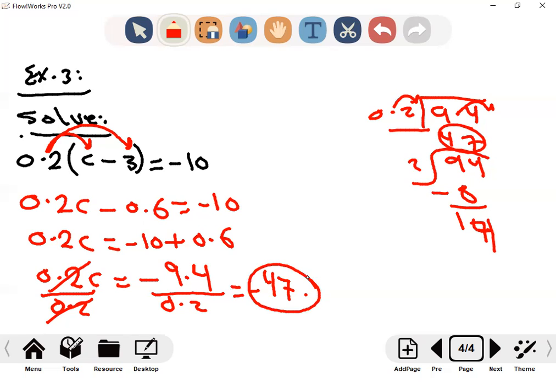Now we have check. If you have it, copy it. 0.8 multiplied by m minus 5 all equal to 10. Let's do it together.